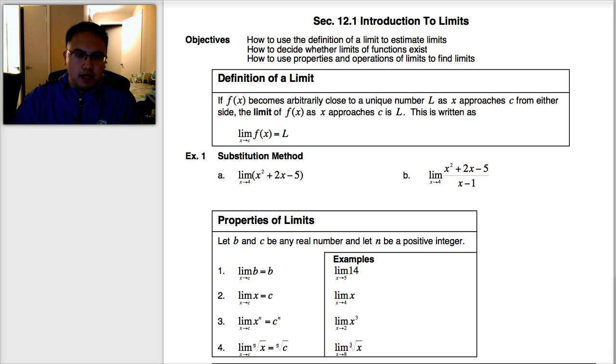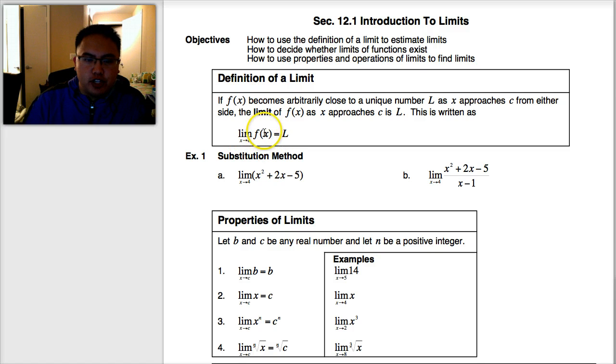Okay, a limit is, if I could follow along here on this worksheet again, this is in your packet of notes: if f of x becomes arbitrarily close to a unique number L as x approaches c from either side, the limit of f of x as x approaches c is L. This is written as this. So that's a lot of words. Let me make it even easier for you.